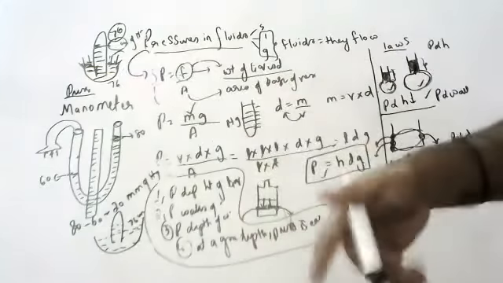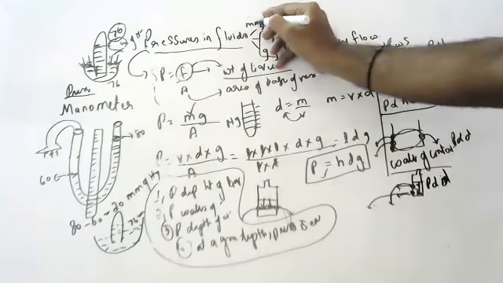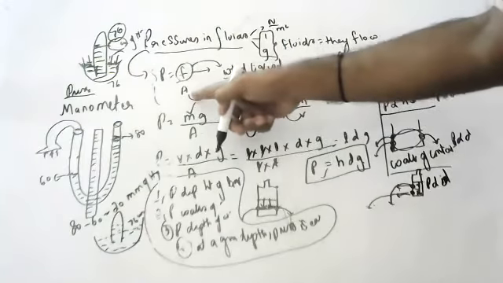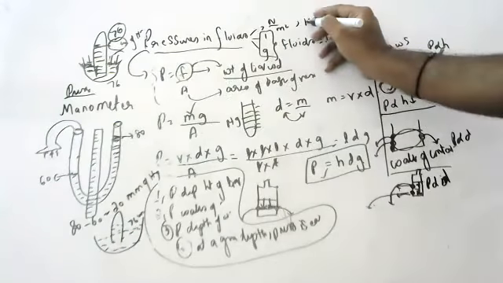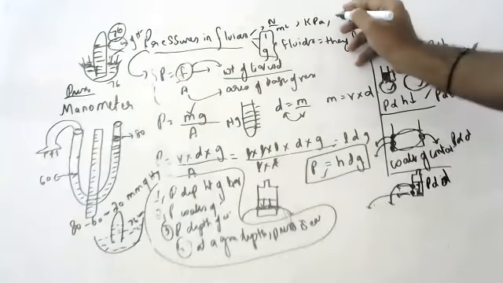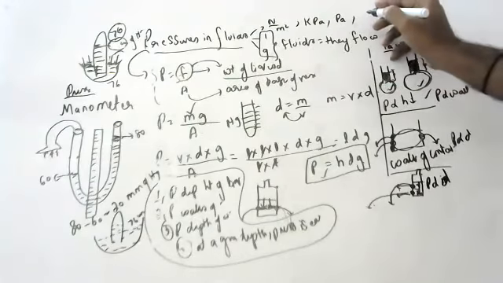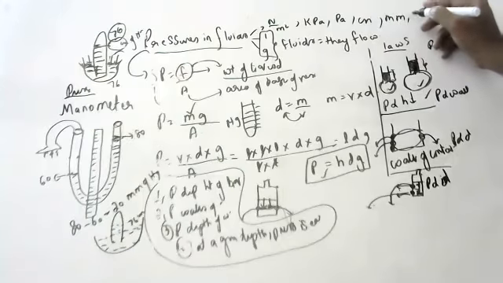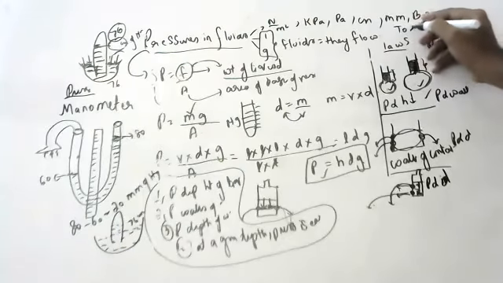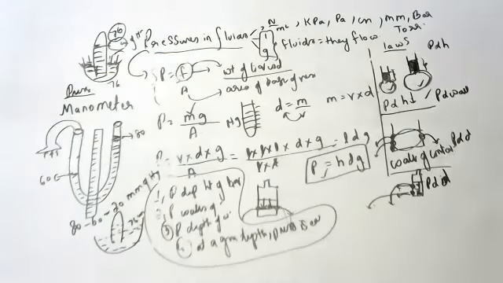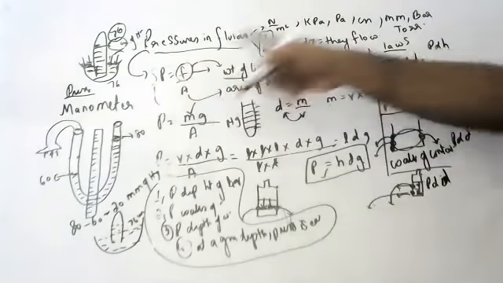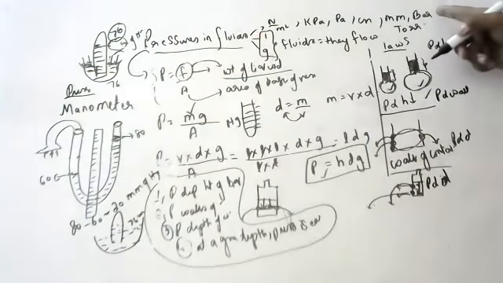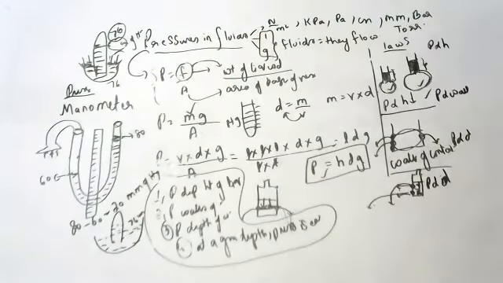And the units of pressure, children, you can normally express in Newton per meter square, or kilopascals. Newton per meter square is called pascals. In higher classes you will study that it is expressed in centimeters also, in mm also, in bars also, in torr also. So many units are there for pressure, children.